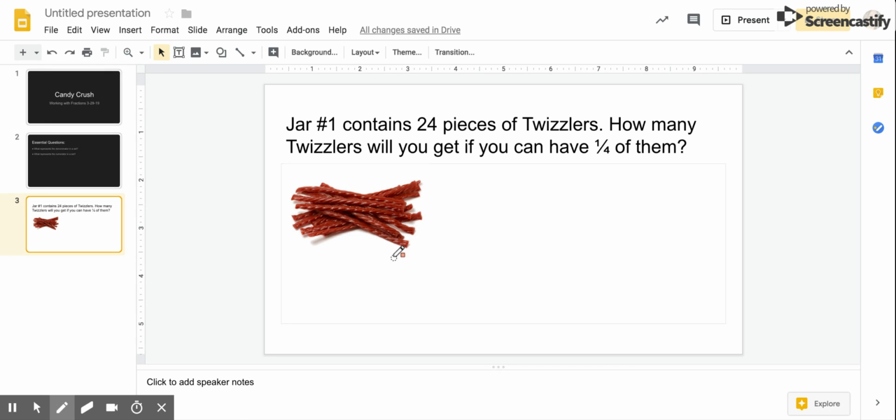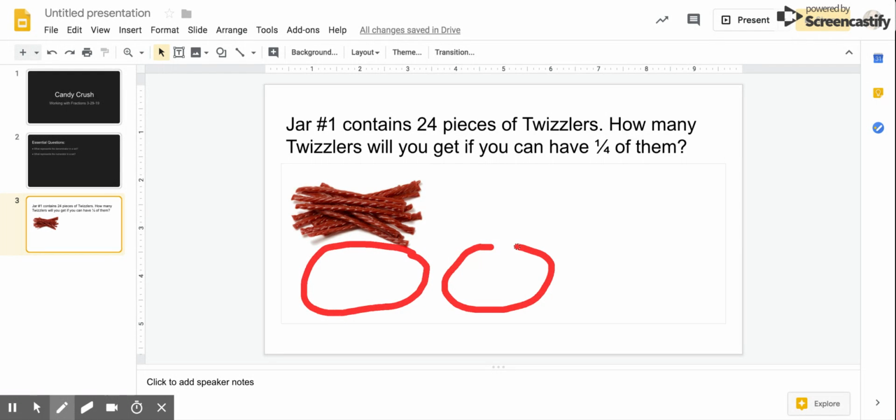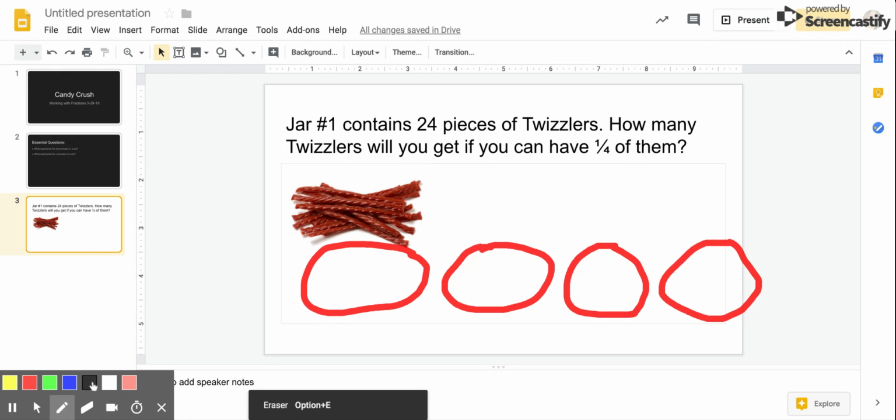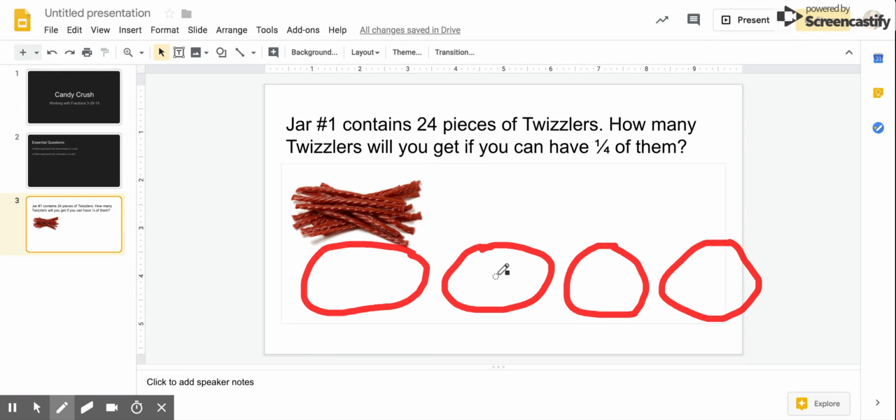So I'm going to start modeling this by making 4 groups for my 24 Twizzlers. And then I am going to evenly disperse my 24 amongst the 4 groups. So I'm going to do that just by adding a tick mark into each of the groups until I get to 24.